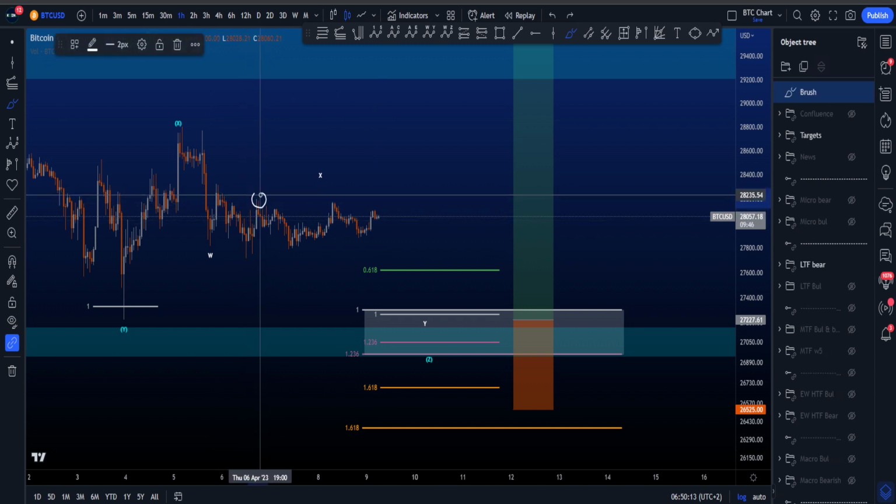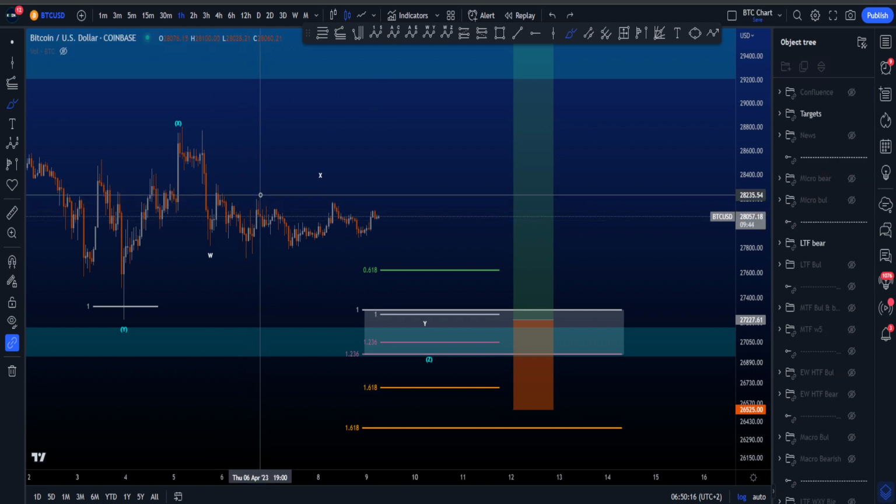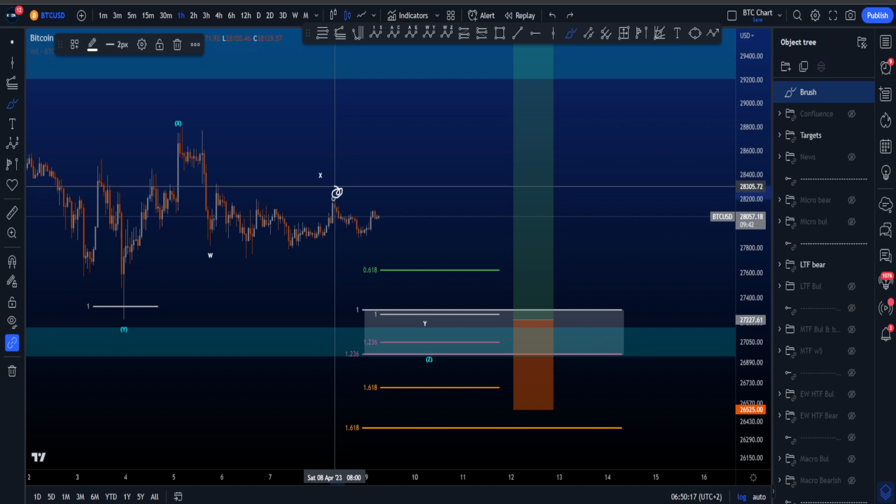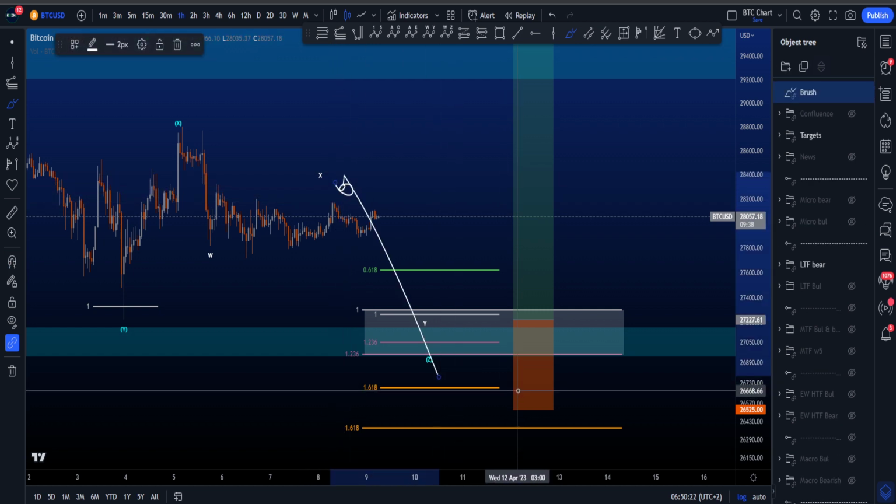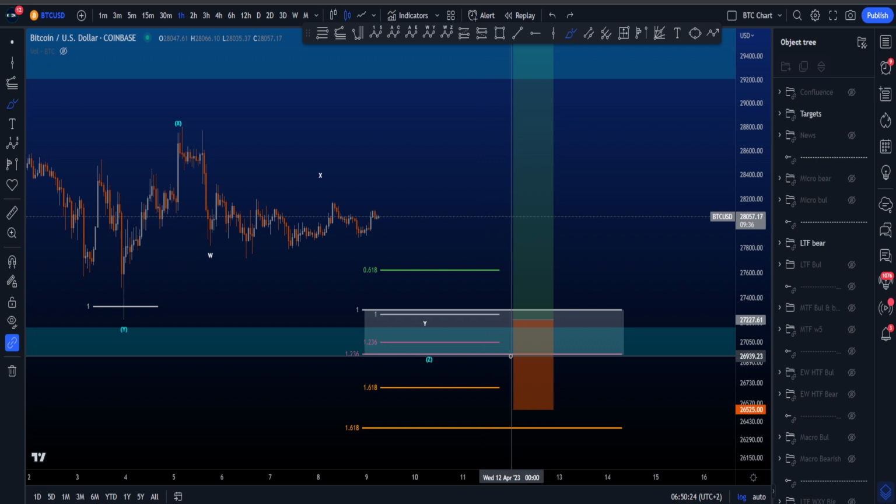I used to have wave X over here, but I said in my previous videos as well that we could make another high, or at least somewhere over here, and then put wave X over here before eventually a wave Y to the downside. But as far as it stands now, the bullish scenarios are still my preferred scenario.